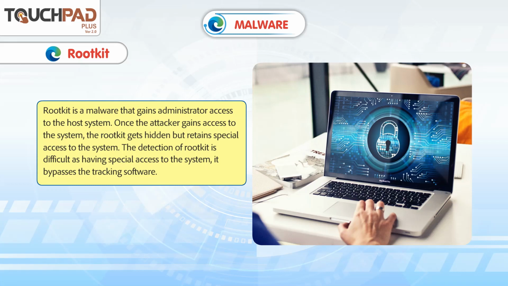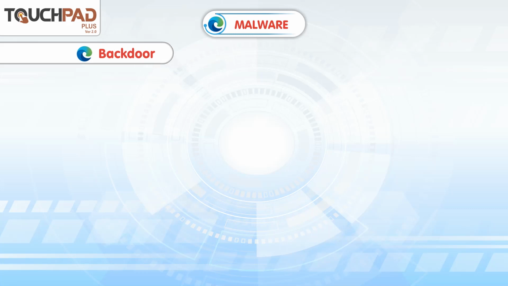Rootkit. A rootkit is a malware that gains administrator access to the host system. Once the attacker gains access to the system, the rootkit gets hidden but retains special access to the system. The detection of a rootkit is difficult as it has special access to the system. It bypasses the tracking software.